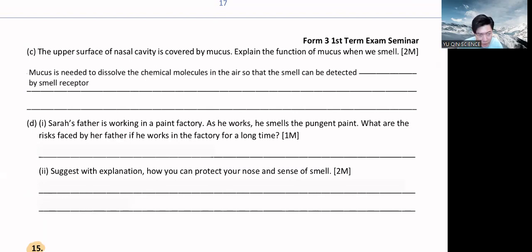Sarah's father is working in a paint factory. As he works, he smells pungent paint. What are the risks faced by her father if he works in the factory for a long time? Okay, so the main thing the question wants you to understand is called pungent paint. Pungent paint means very strong.